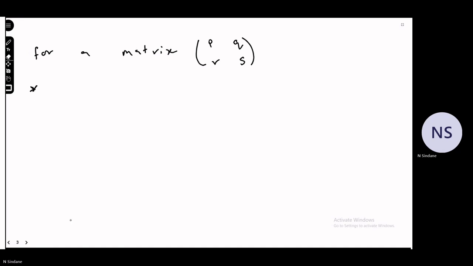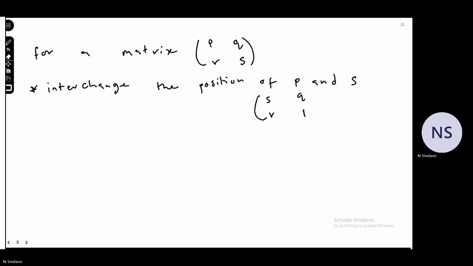The first thing is to interchange the position of P and S. Where there's P, it will be S, and where there's S, it will be P. So you'll have S, Q, R, P. That is your new matrix.